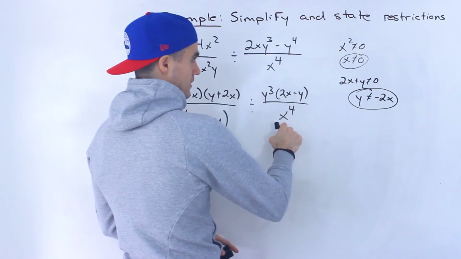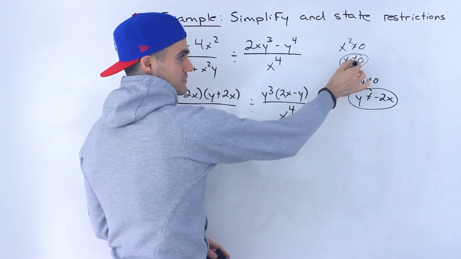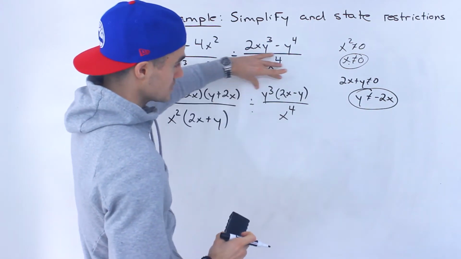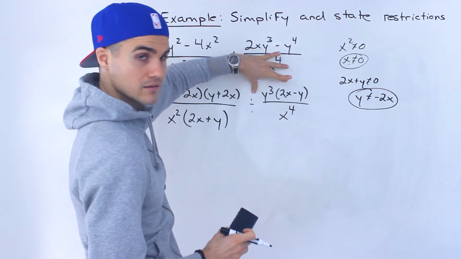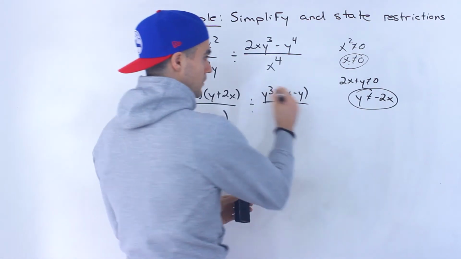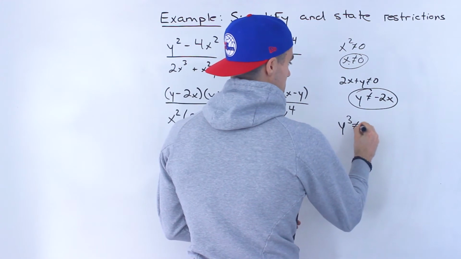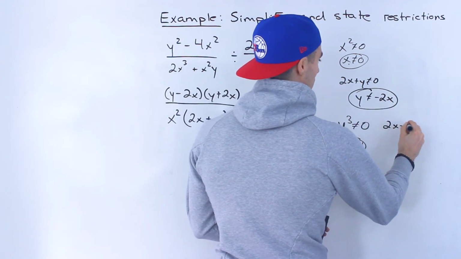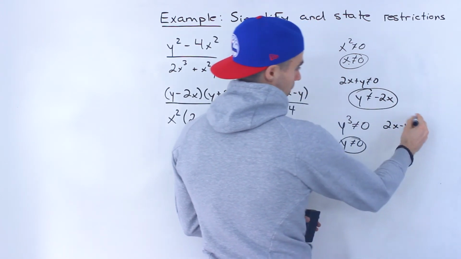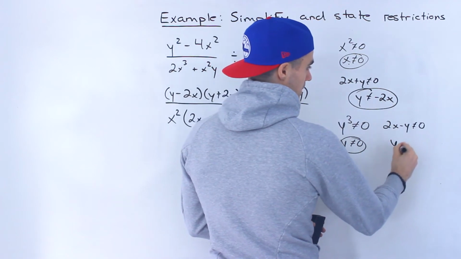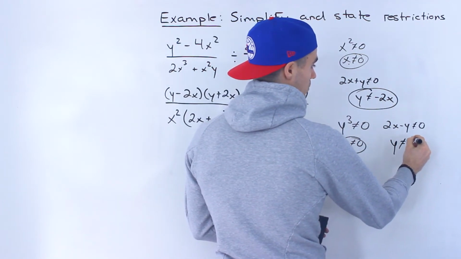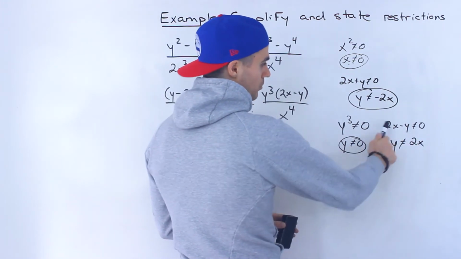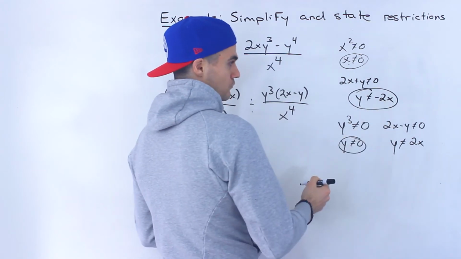And then notice that here, x to the 4 cannot equal 0, but that's going to give us this same restriction, where x cannot equal 0. Now, because we're dividing, we also have to look at the numerators for this second expression that we're dividing by. So notice that y cubed cannot equal 0, which means y cannot equal 0. And then notice that 2x minus y cannot equal 0. So when we isolate for the y, keeping it consistent, basically means y cannot equal positive 2x, if we bring the 2x over and divide both sides by negative 1.